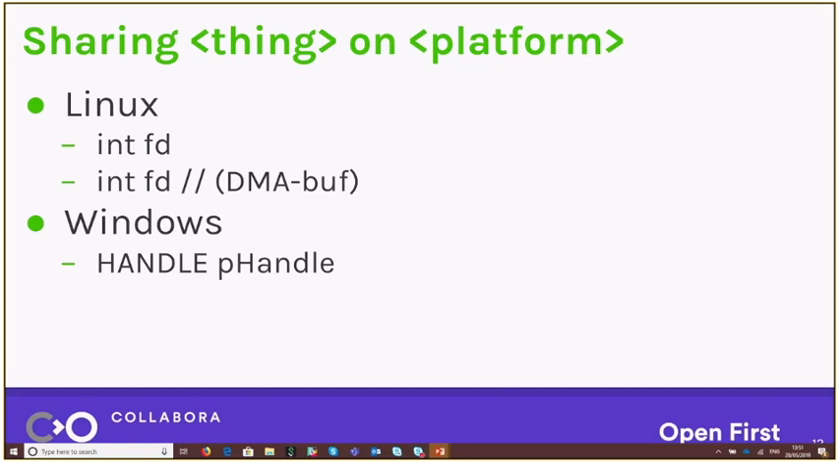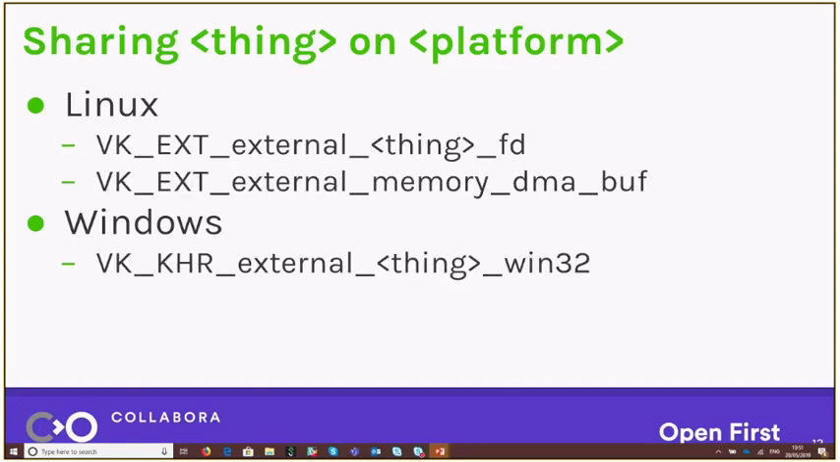So what actually are we sharing on? What's the platform? On Linux, you share an FD, and on Windows you share a handle. There's also on Linux a subtype called DMA-BUF, which allows you to access the memory with various native Linux APIs, whereas the normal FD is opaque. You don't really know what it is. And these are the extensions that it lines up with, and you can only share DMA-BUF with memory, but the other types are available for semaphores and fences.